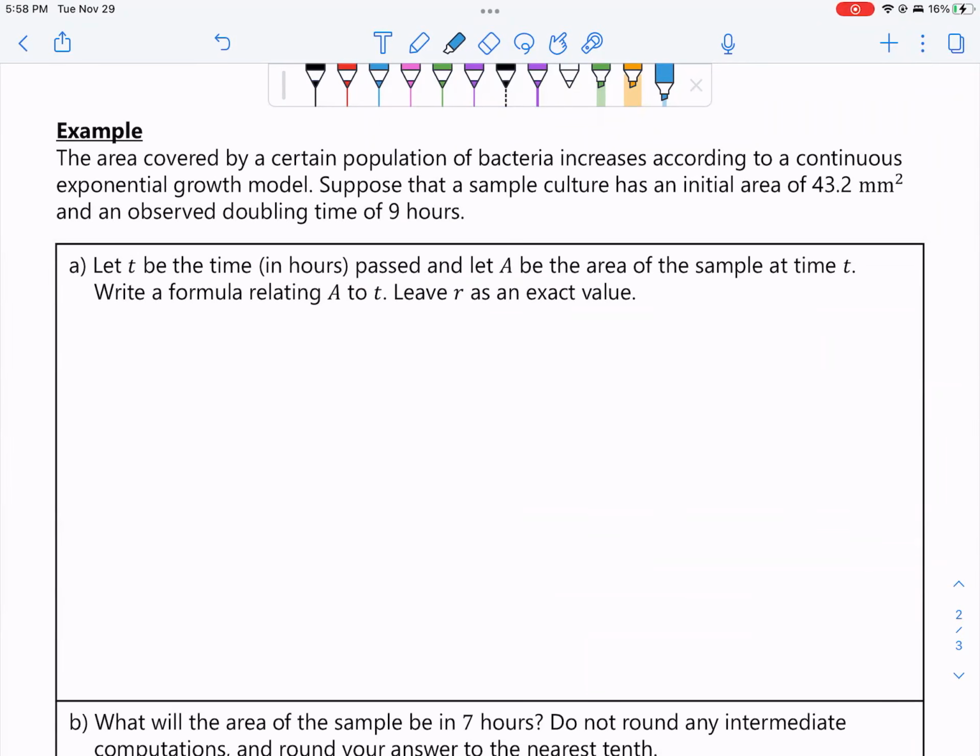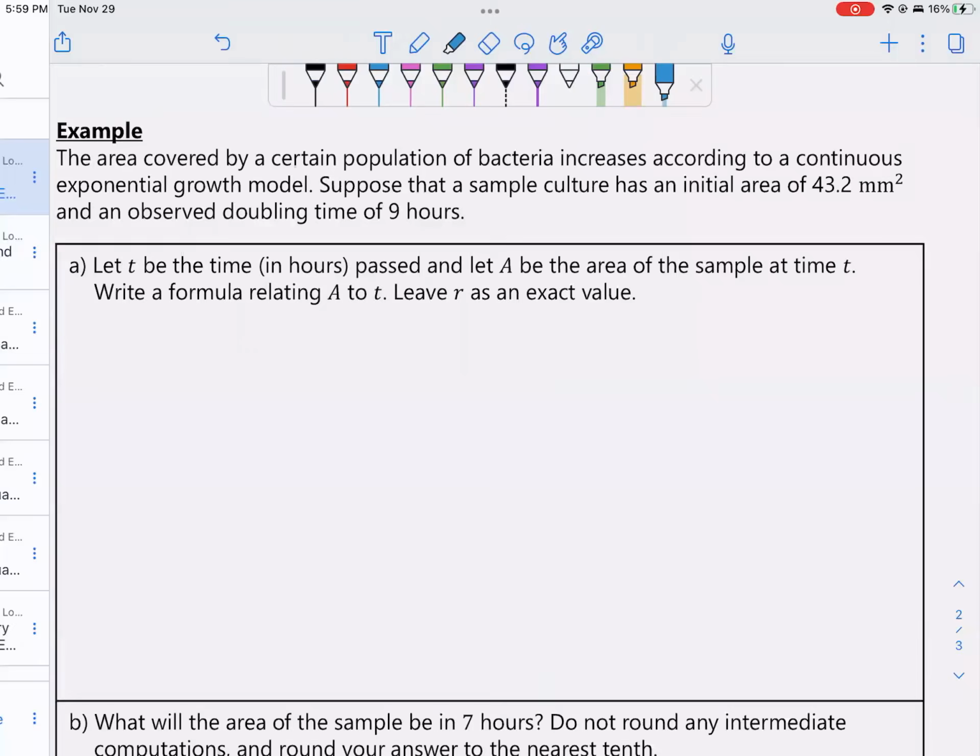Here's another one. The area covered by a certain population of bacteria increases according to a continuous exponential growth model. Suppose that a sample culture has an initial area of 43.2 millimeters squared and an observed doubling time of 9 hours. Let t be the time in hours passed, and let a be the area of the sample at time t. Write a formula relating a to t. Leave r as an exact value.